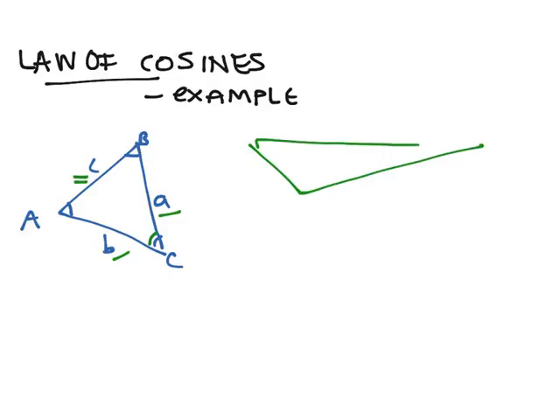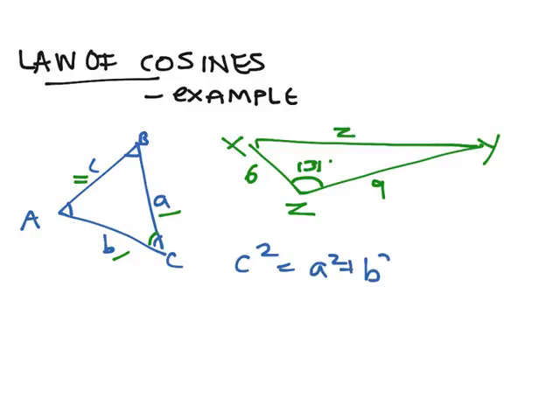Here is a triangle. The values that we know for triangle XYZ: this side is length 6, this side is length 9, and this angle is 131 degrees. How would you find side Z? Now, what's the formula we use? C squared is equal to A squared plus B squared minus 2AB times cosine C, right?